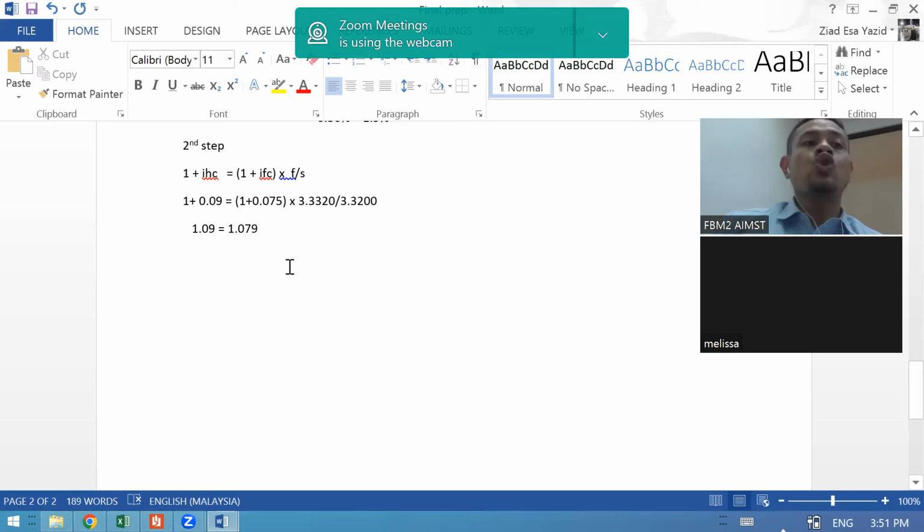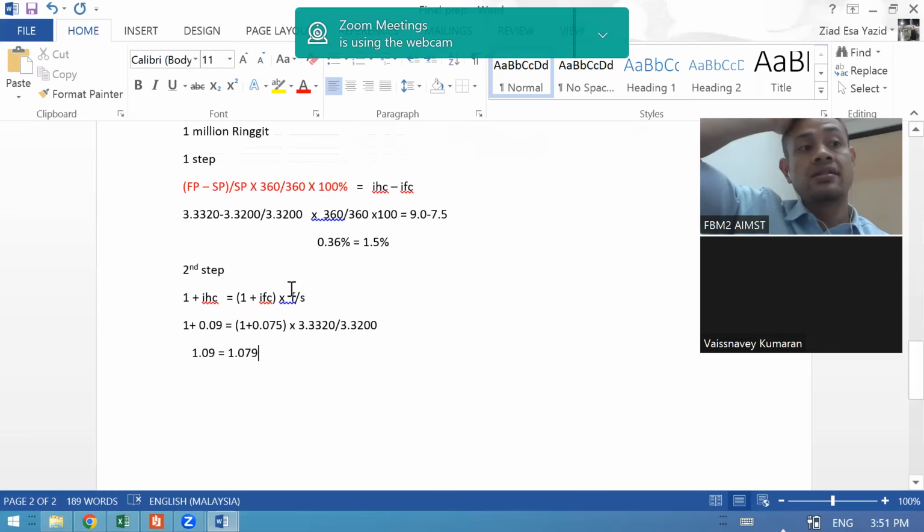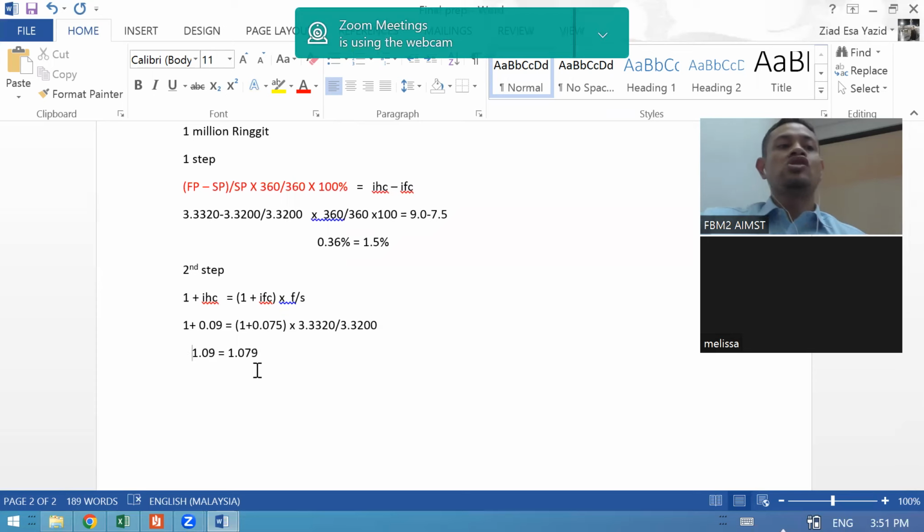Now where to borrow and where to invest? Borrow in Malaysia, sir. Wait. Tengok. See, in Malaysia, the figure is 1.09, but in foreign currency is 1.079. Borrow Singapore, invest Malaysia. Yes. So we borrow in Singapore, and then we invest in Malaysia.